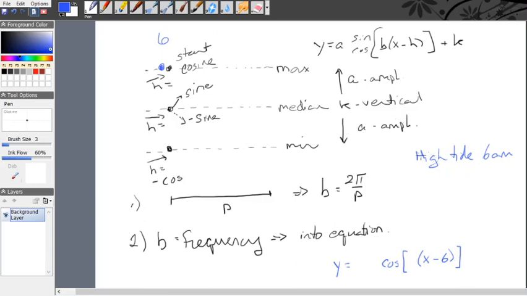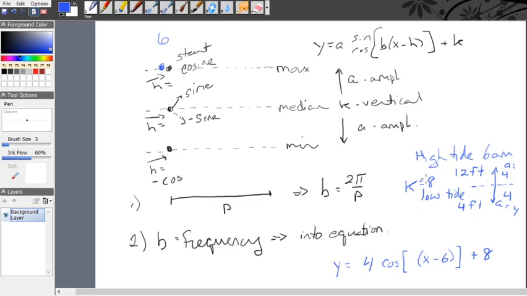We are told that high tide is 12 feet and low tide is 4 feet. What do I know? This distance here is 8, which means that the middle must also be at 8 with a 4 and 4. So I now know that k is 8 and that a is 4. So I put a plus 8 and I put a 4.